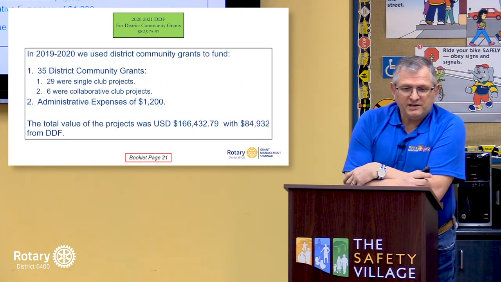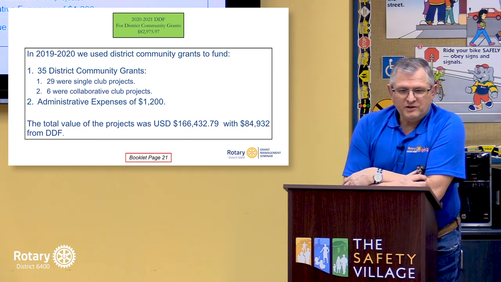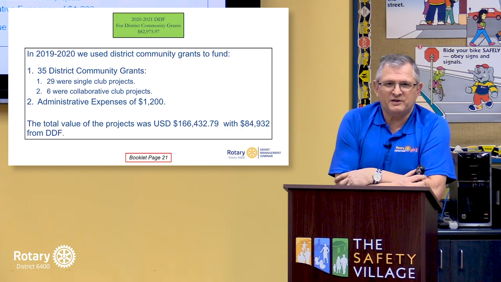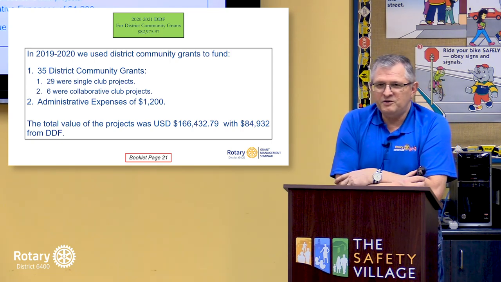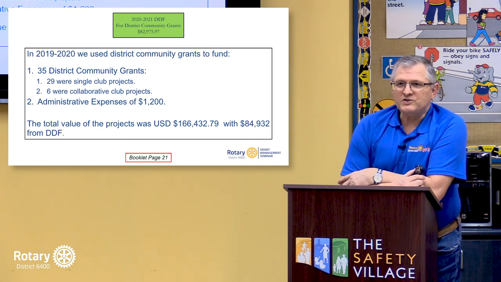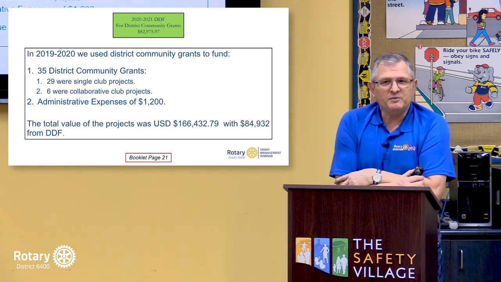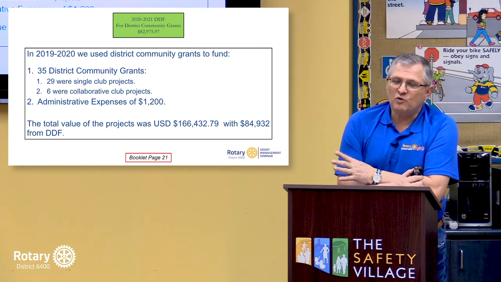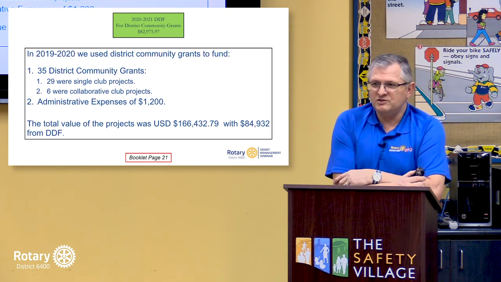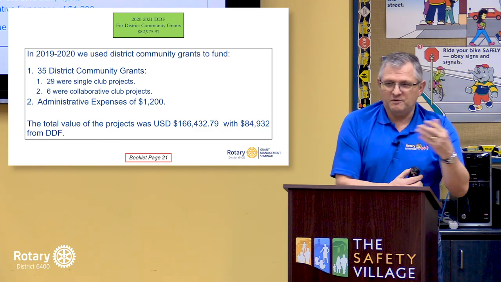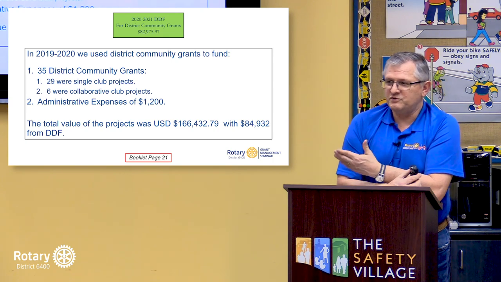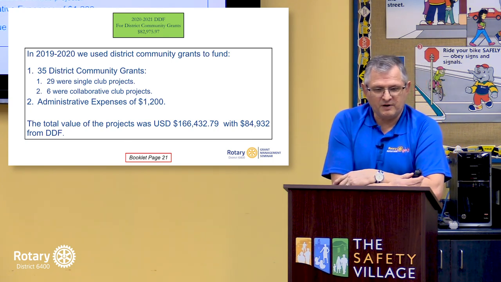This year, 2019-2020, we used these grants to fund 35 district community grants. Be proud of yourself, District 6400. We have 52 clubs. We funded 35 projects. 29 were single club projects, 6 were collaborative club projects, with 2 to 4 clubs involved in a project. And we have administrative expenses of about $1,200, some, as we said, printing this booklet, but we also buy things like ShareFile, which you hear about, a district resource for storing documents from these grants.